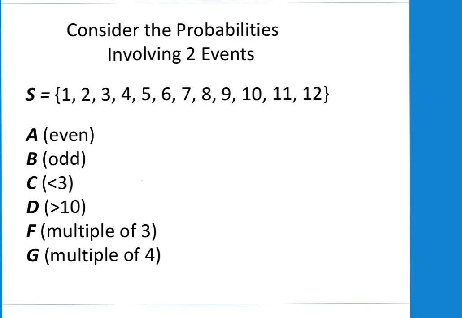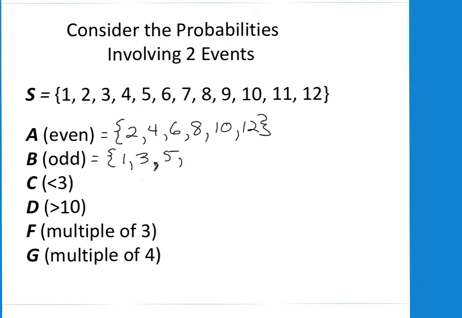So first let's take a look at what those outcomes would be. For instance, we'll call this event A, and that event would be choosing one of these even numbers, randomly choosing 2, 4, 6, 8, 10, or 12. The event B, choosing an odd number randomly from those 12 numbers, would be 1, 3, 5, 7, 9, and 11. Those would be all of the outcomes that would be odd.